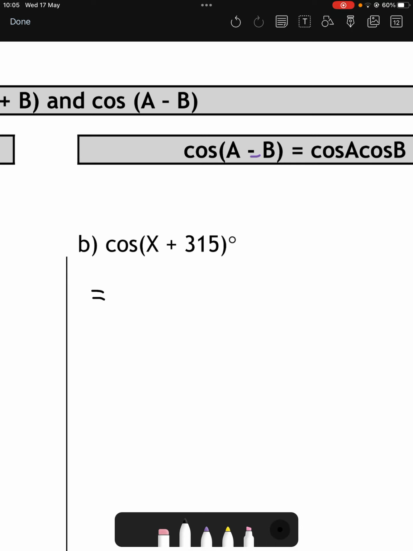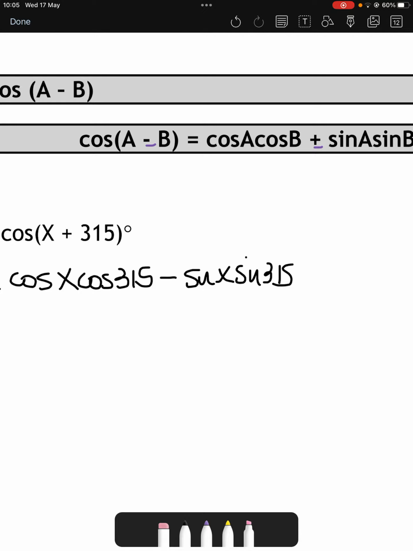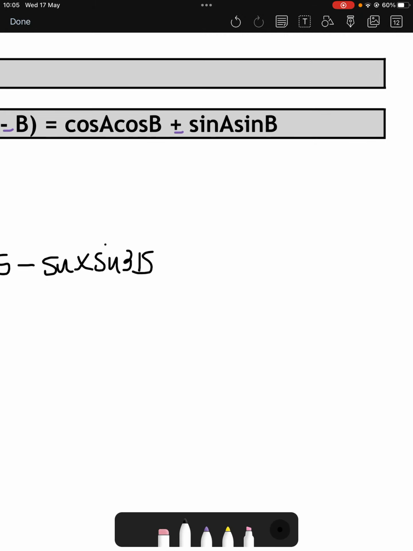Okay, do the same here. So cos, cos, plus goes to minus, sine, sine. Okay, so this is when our exact values comes into this. So we're going to work them out like I did previously. We actually did tan of 315. We're going to do sine and cos.